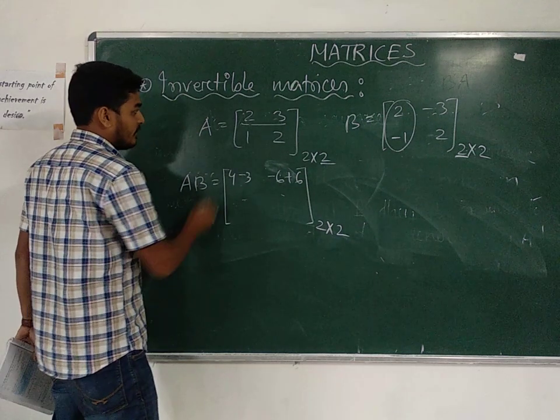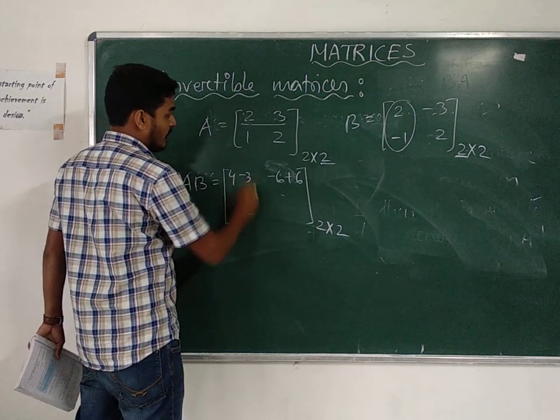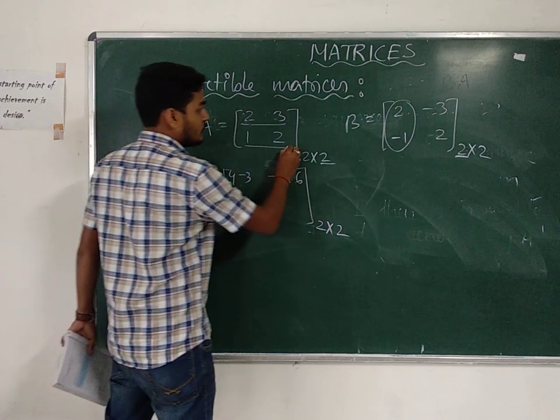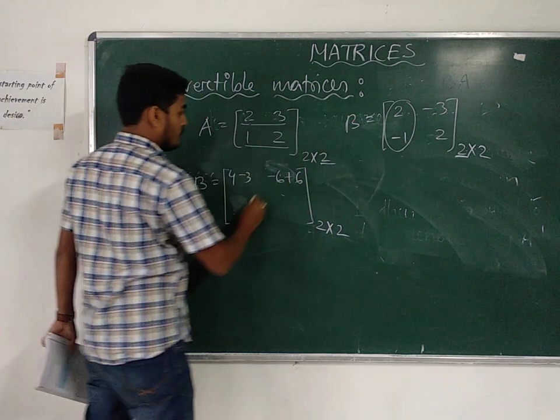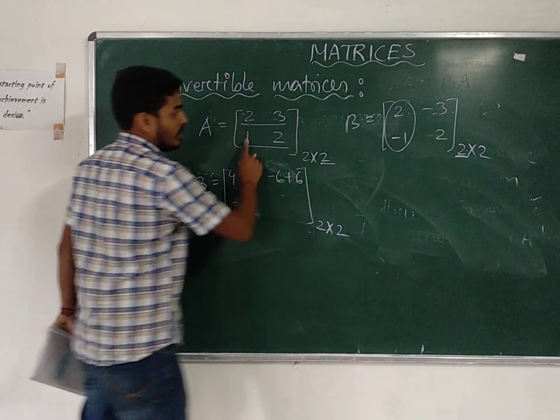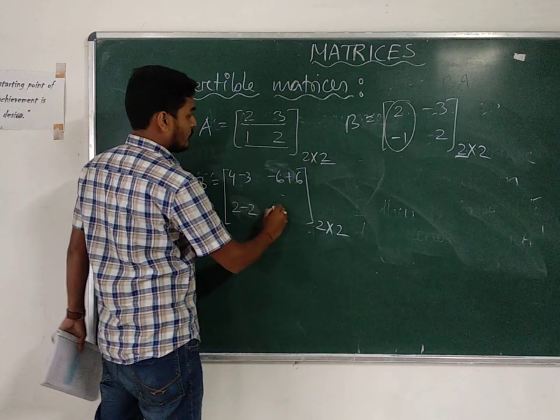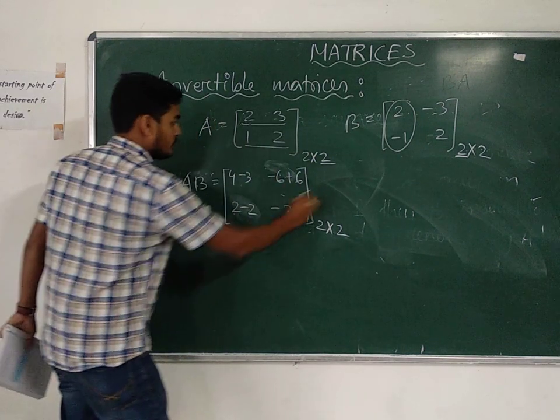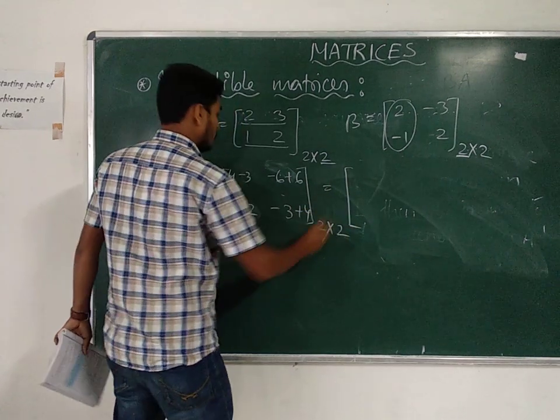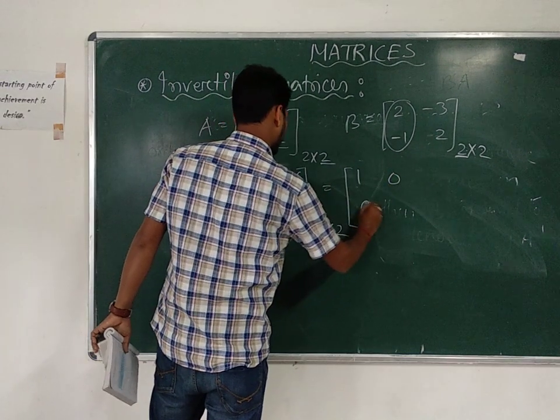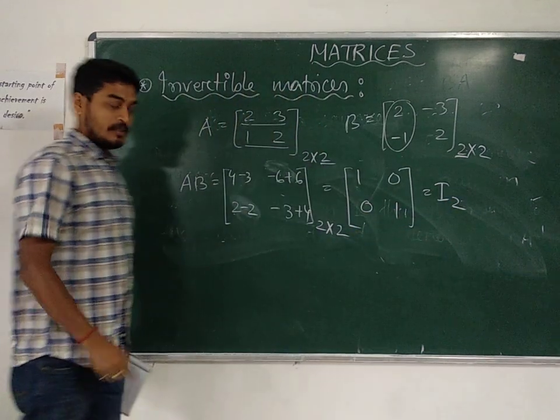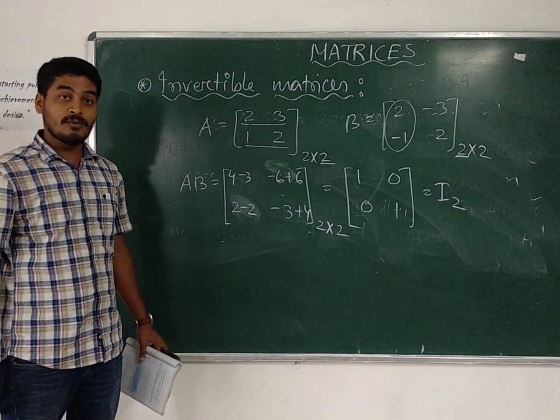Then the second row, first column: 2 minus 2. And the second row, second column will be minus 3 plus 4. So what is the answer? We have got 1 0 0 1. This is nothing but an identity matrix of order 2. That means after multiplying AB, we have got an identity matrix.